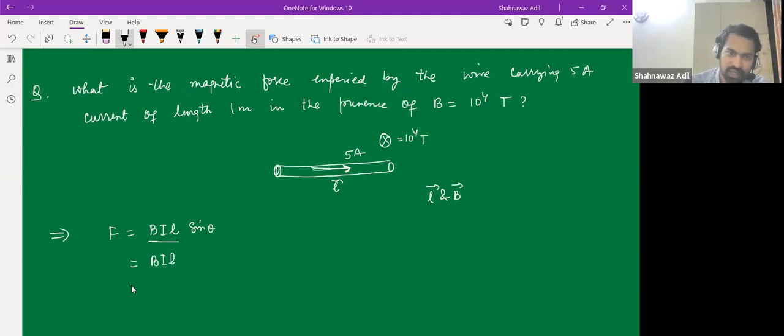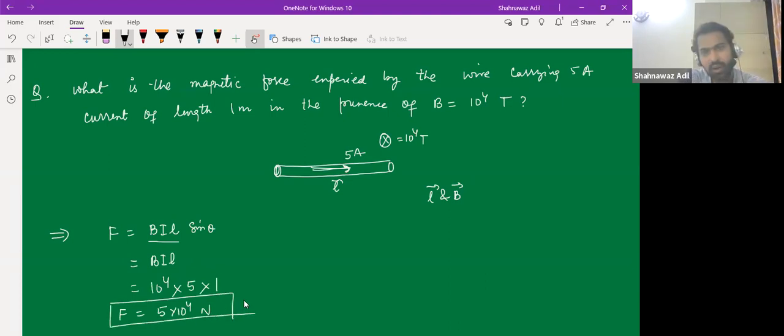So we can simply put BIL, and B we know is 10 to the power 4, I is 5 ampere, and L is 1 meter. So this would be how much? 5 into 10 to the power 4 Newton. This is the force. Clear, everyone? Or do you have any doubts?